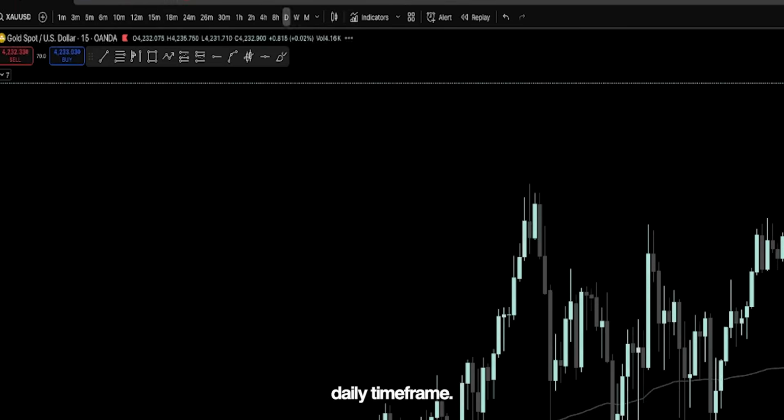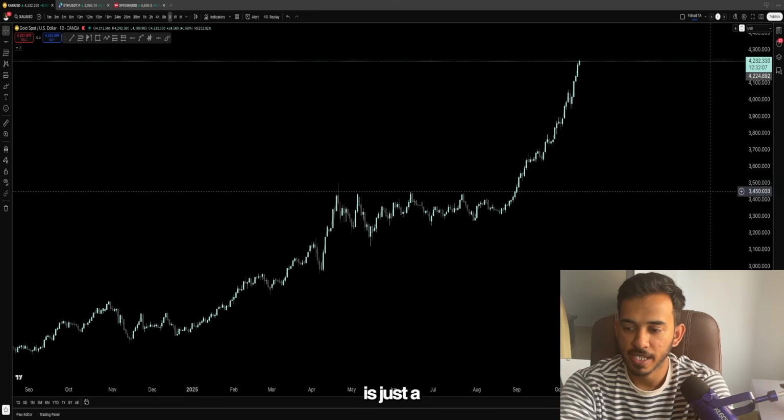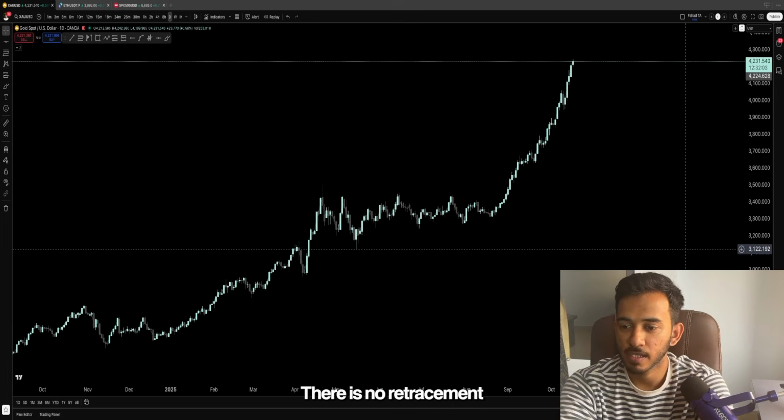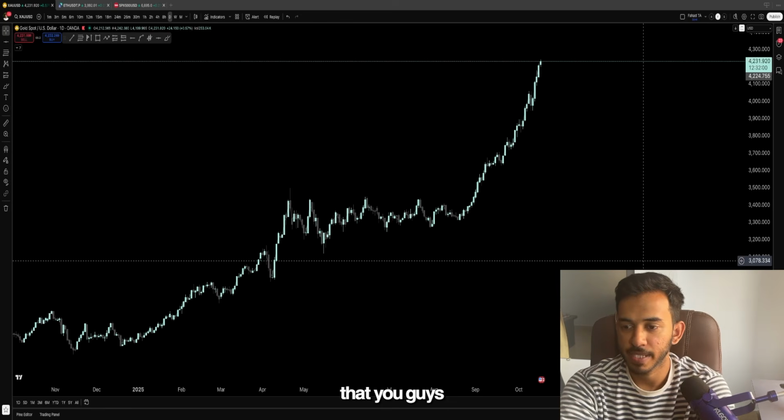If I just switch to the daily time frame, what you get to see is just a one-way push towards the upside. There is no pullback. There is no retracement or whatever terms that you like to use.